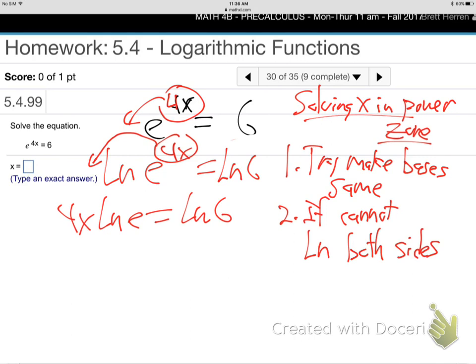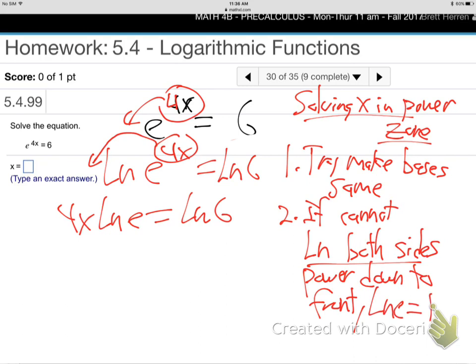So if you can, ln both sides, let me write it for you. Power down to the front, and also ln of e is just 1. Remember how we noticed that earlier, so that'll help too. So that ln of e there is just 1. So you see, that's the big deal. Nothing else pulls powers down to the front like that, except logs.